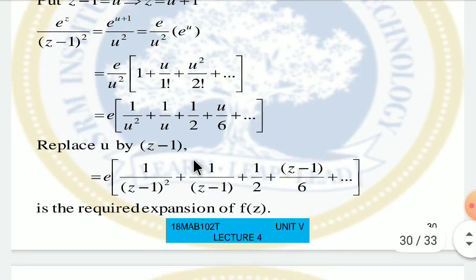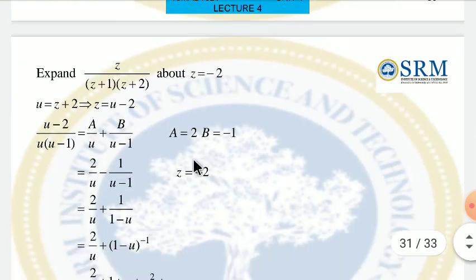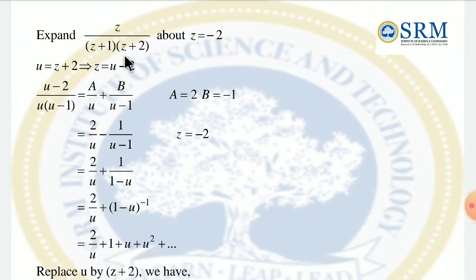In a similar manner, one more problem: expand z by (z plus 1)(z plus 2) about the point z equal to minus 2. See that z equal to minus 2 means z plus 2 is the requirement. So you can take z plus 2 equal to u. No region is specified here. That is the beauty of this question. Only with the help of the point we can expand it. So when I choose u equal to z plus 2, the given function becomes in terms of u.